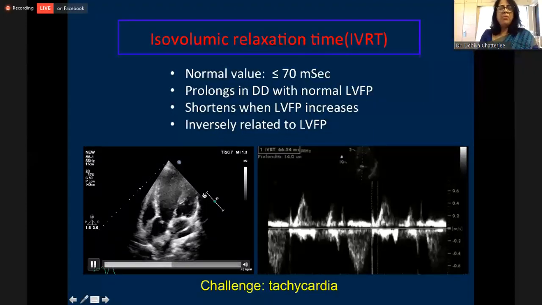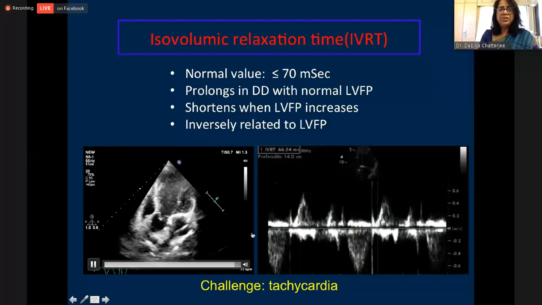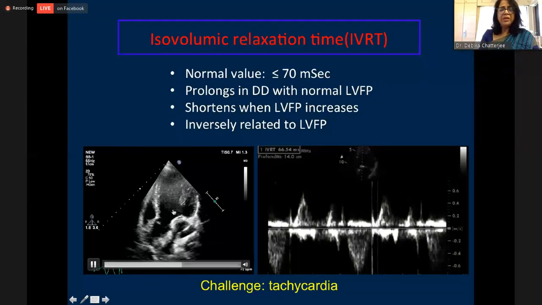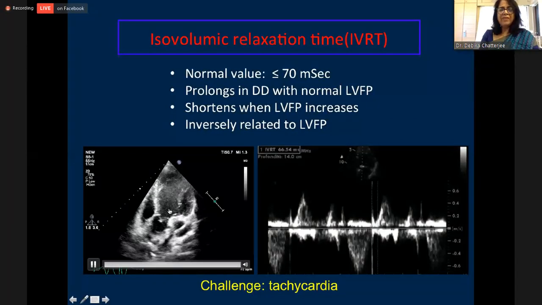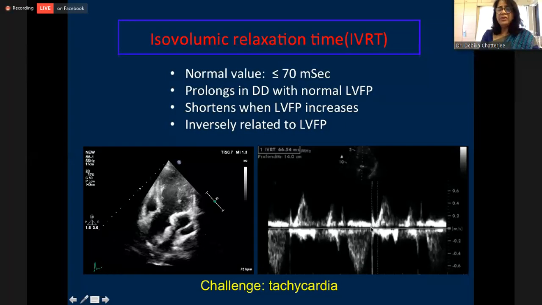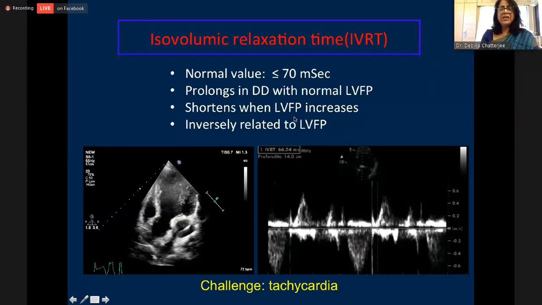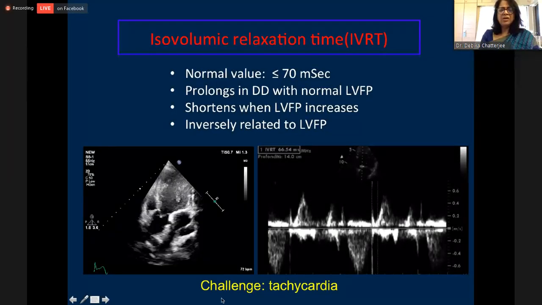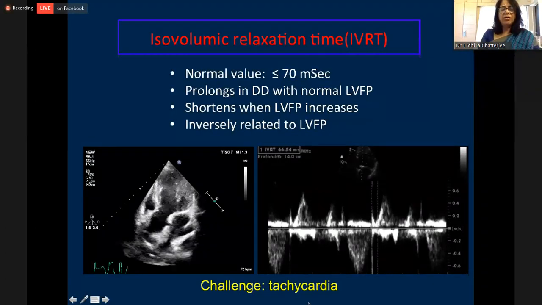Or we can take the help of isovolumic relaxation time, which is normally less than 70 milliseconds. We measure it by keeping the pulse Doppler in between mitral valve and aortic valve, measuring the time between the aortic valve closure and mitral valve opening. This time is prolonged in grade 1 diastolic dysfunction with normal filling pressure, but when it shortens, it indicates that LV filling pressure is high. So it has got a challenge, of course, of tachycardia.